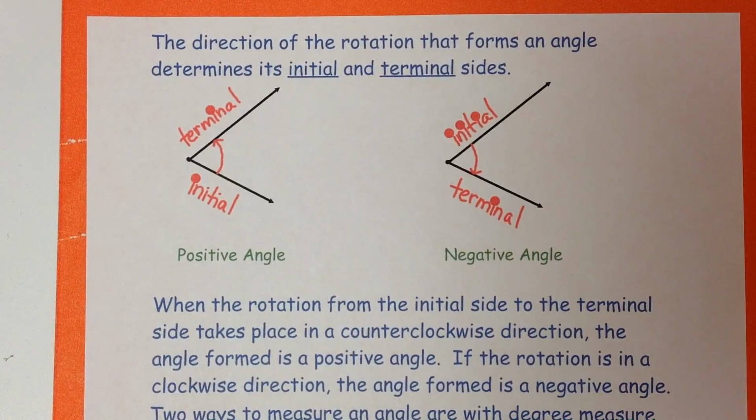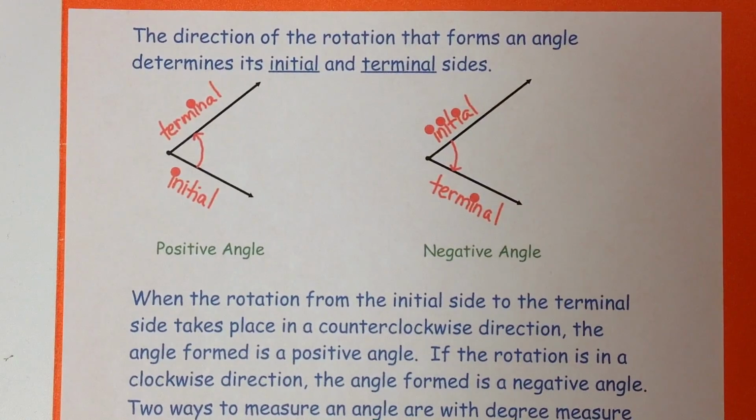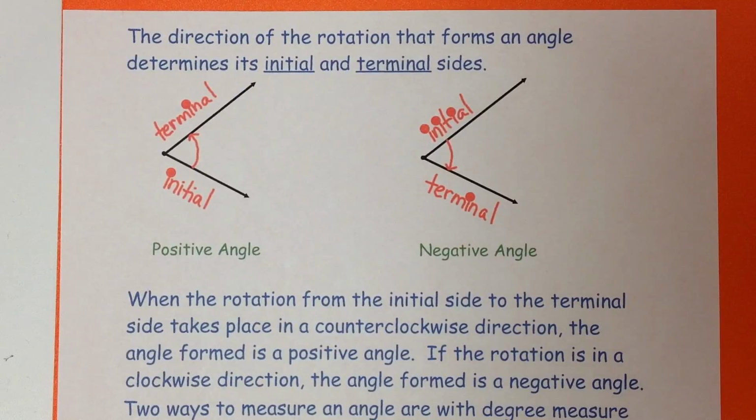Now, angles can be formed by rotating different directions, and that's one thing that we're going to look at here, based on which way you rotate as to what your angle is. So as it says, the direction of the rotation that forms an angle determines its initial and terminal sides. If you just think about what the words initial and terminal mean, it kind of makes sense. Initial is kind of like the start. Terminal is thought of as being the end.